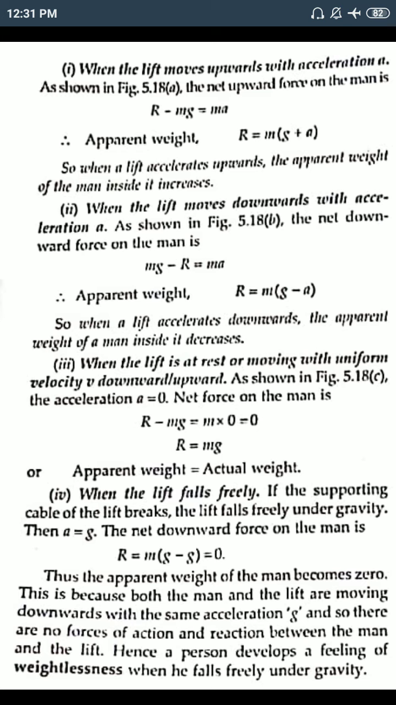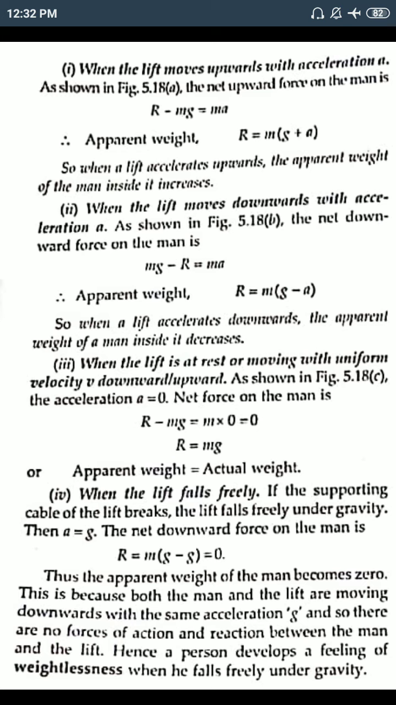Now if the lift moves downward with acceleration a, the apparent weight of the man inside the lift will decrease, and in this case mg will be greater than the reactional force. So mg minus R equals ma, so R equals m times (g minus a). So the apparent weight of the man inside the lift decreases. If the lift moves upward, the apparent weight increases; if it moves downward, the apparent weight decreases.